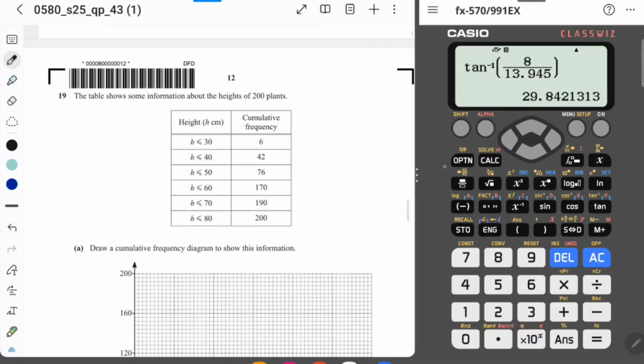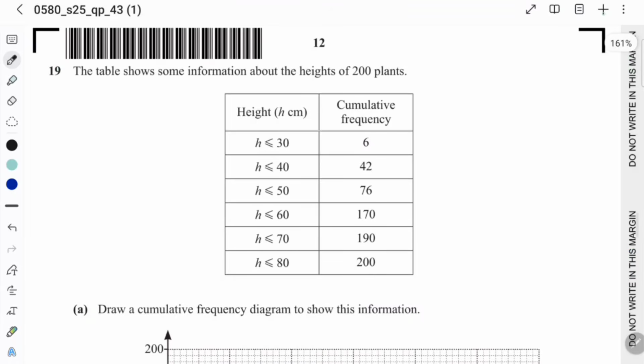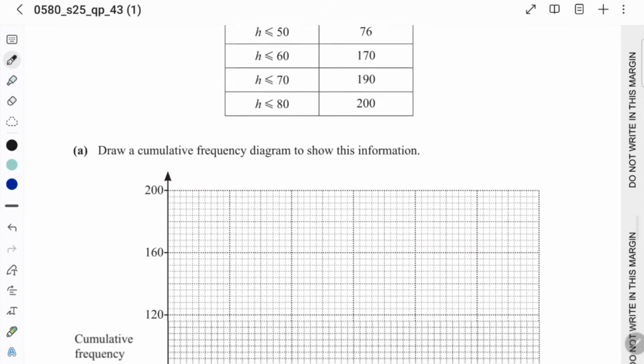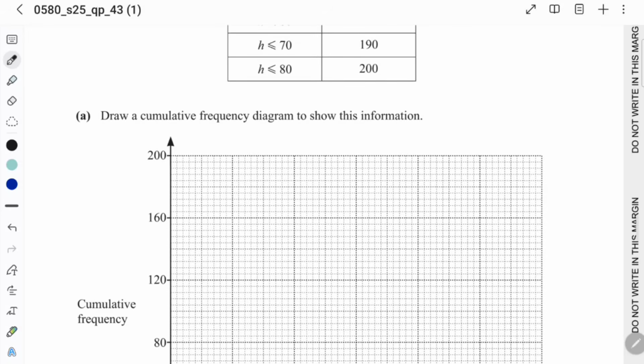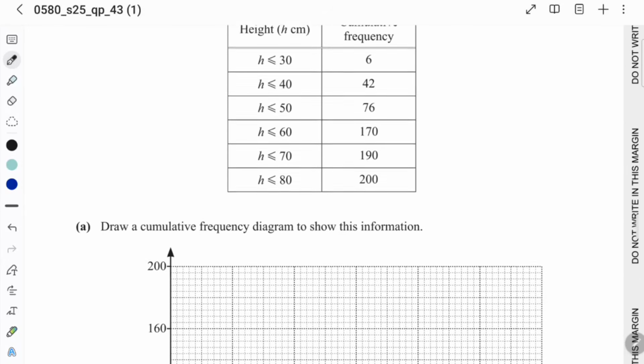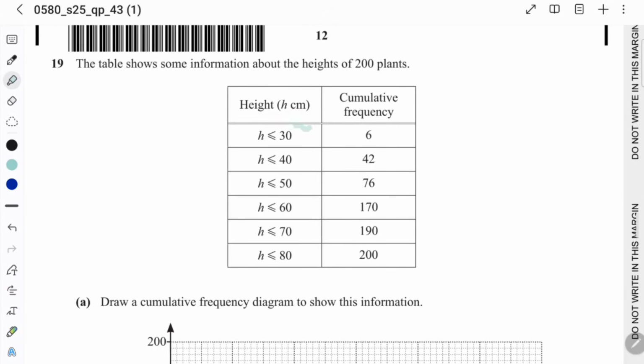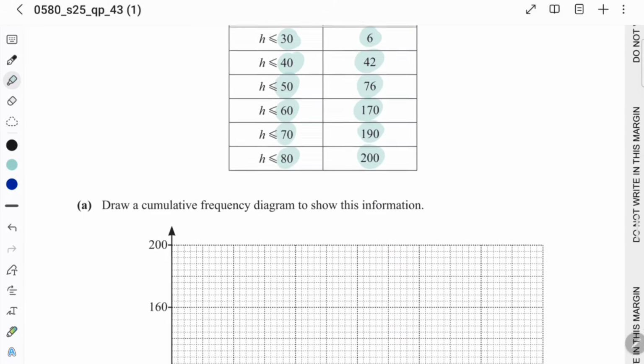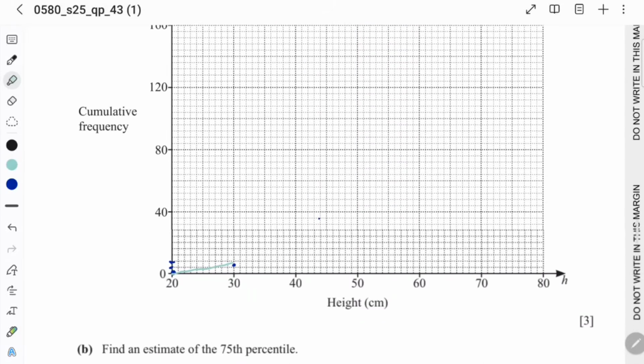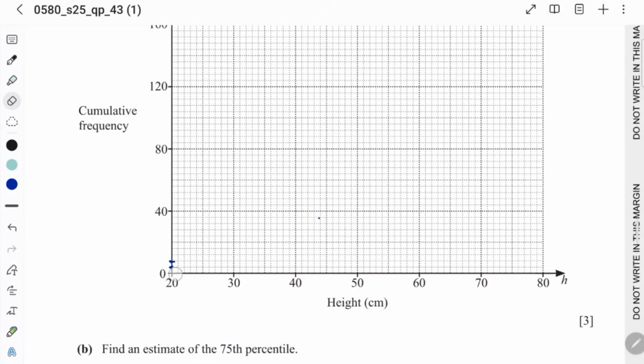Okay, now we are doing question number 19. In question number 19, we have a cumulative frequency table, and they are asking us to draw the cumulative frequency diagram showing this information. So you just plot 36, 40, 42, 50, 76, 60, 170, 70, 190, 80 and 200. So 30 and 6, before it 20 and 0, you will plot.